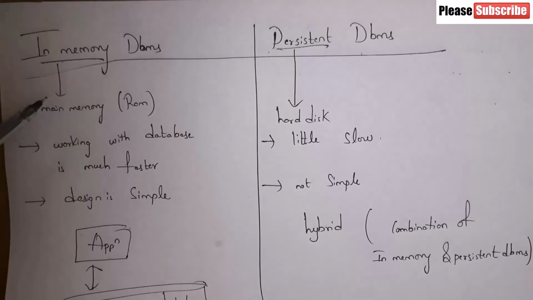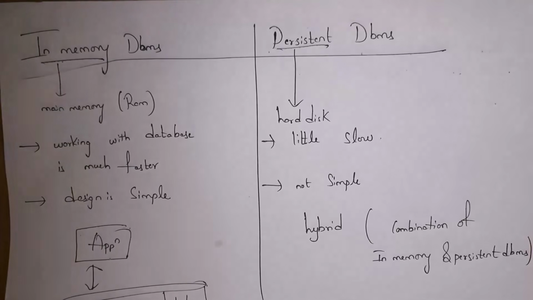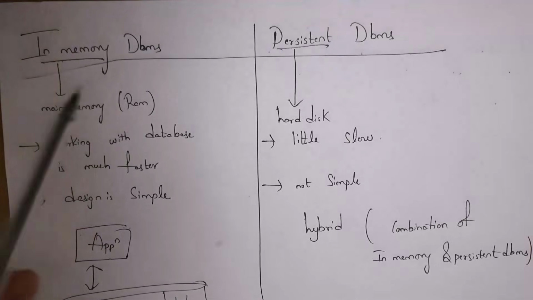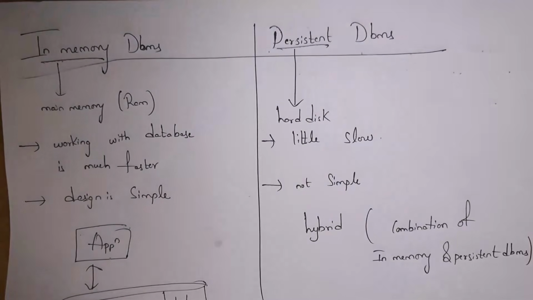So once we shut down our system, all data will be lost. So we call it temporary storage. And persistent means permanent. In persistent DBMS, data is stored in hard disk. So even if we shut down our system, data will be present in our system.